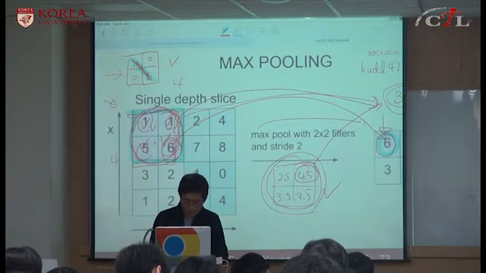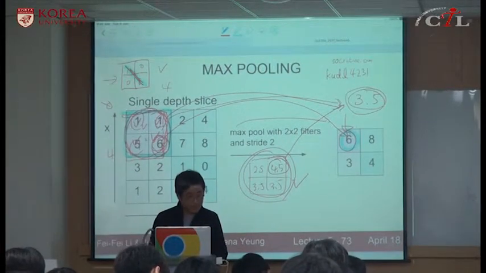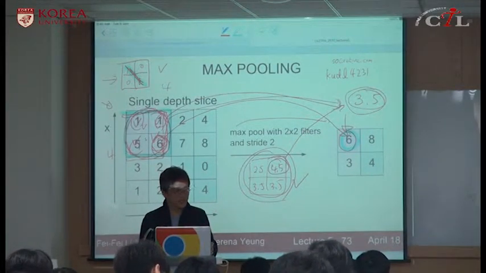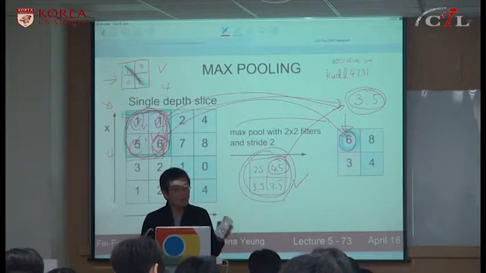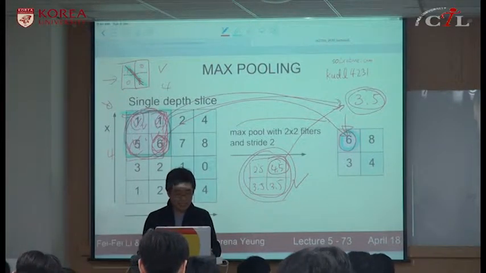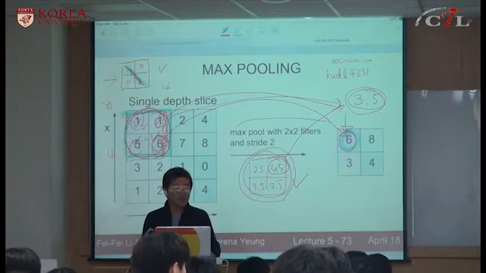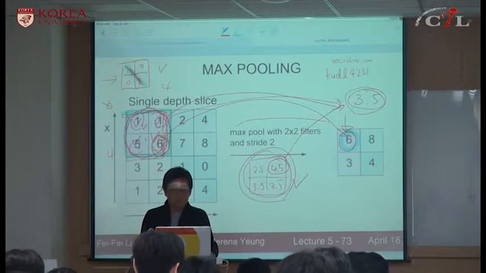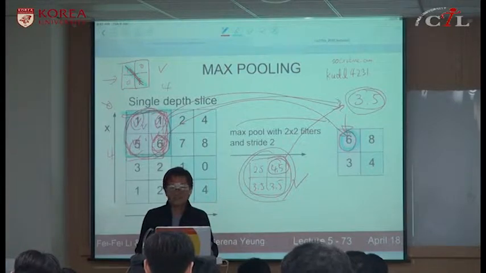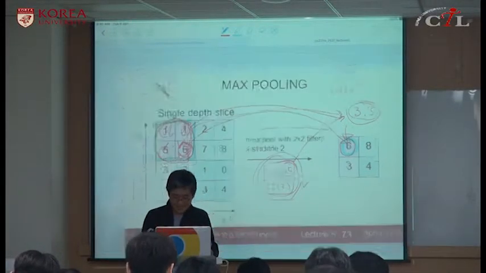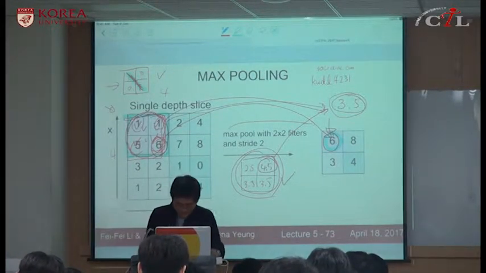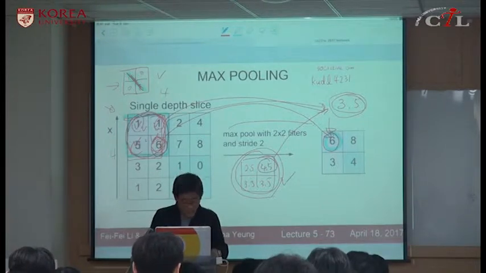So we want to detect and capture the strongest pattern and its strength as our activation to pass to the later layers. That's the main intent and the advantage of using max pooling against average pooling. Does it make sense? Okay.